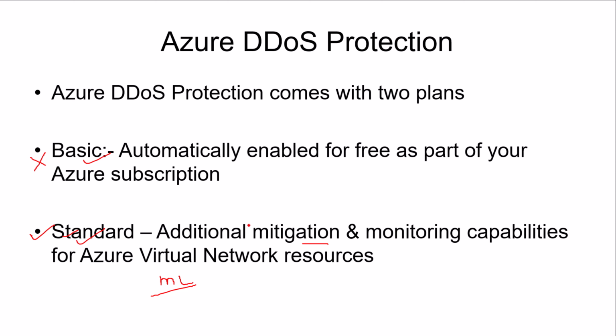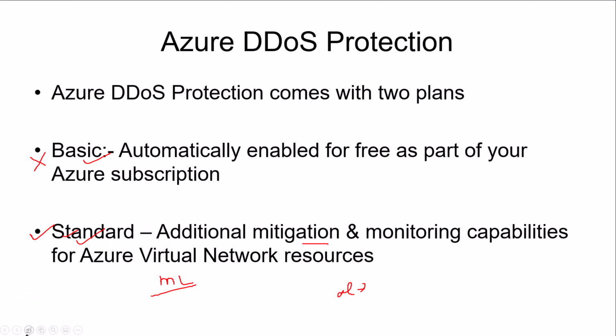These are the main benefits of having standard: it generates reports, it mitigates, and it is smart enough to detect that these types of attacks are DDoS attacks. Further, it also helps to prevent volumetric attacks. What is volumetric? Whenever something is increasing, that is related to volumetric. Even for protocols, we have the different layers of the OSI model, and there also it is smart enough to understand.